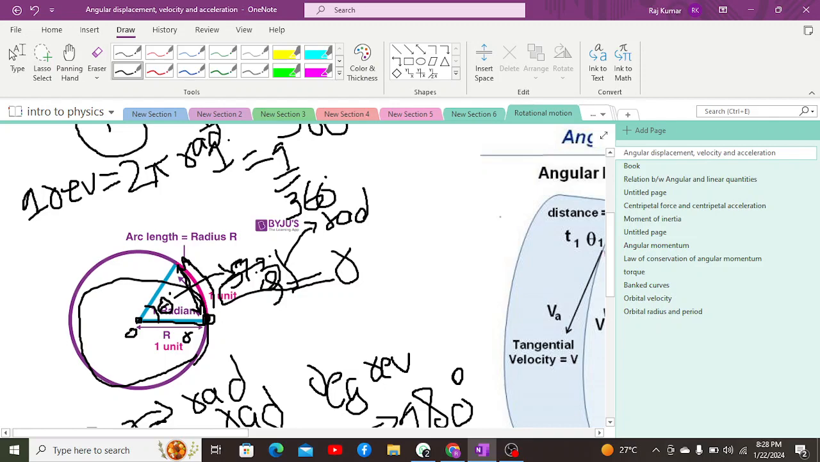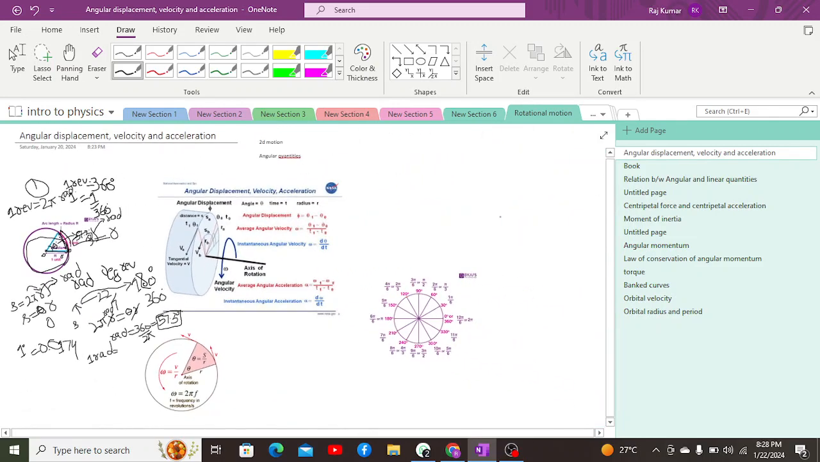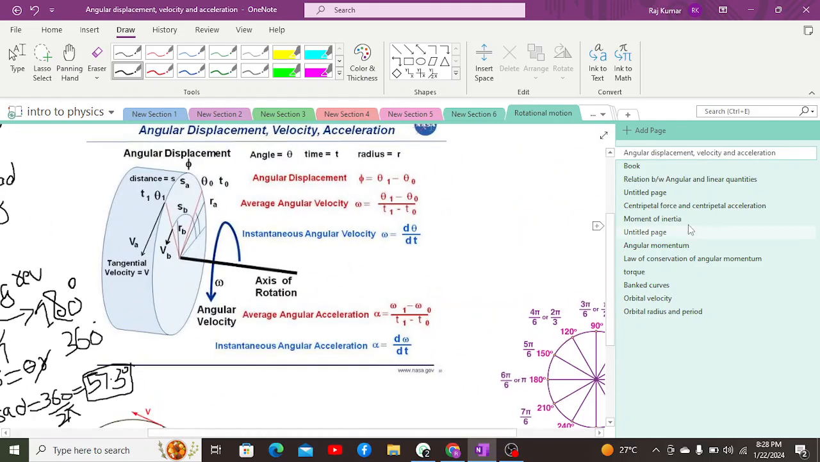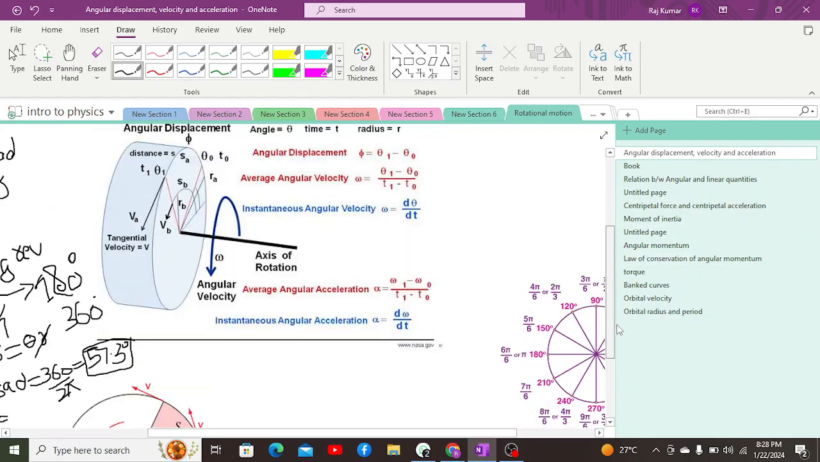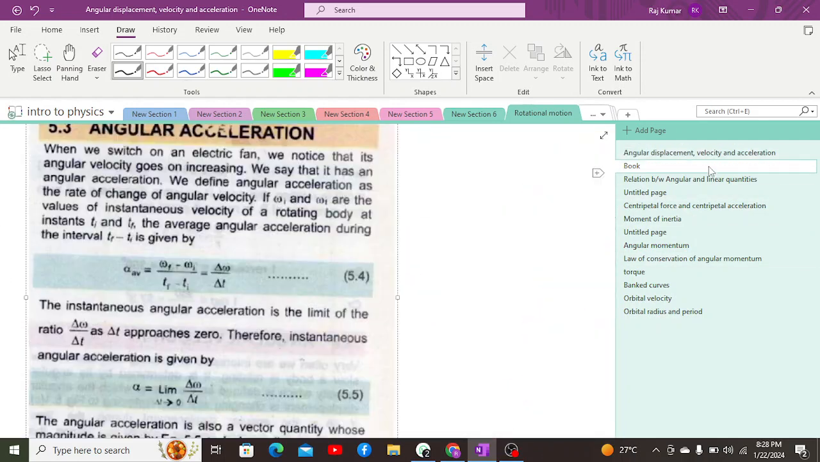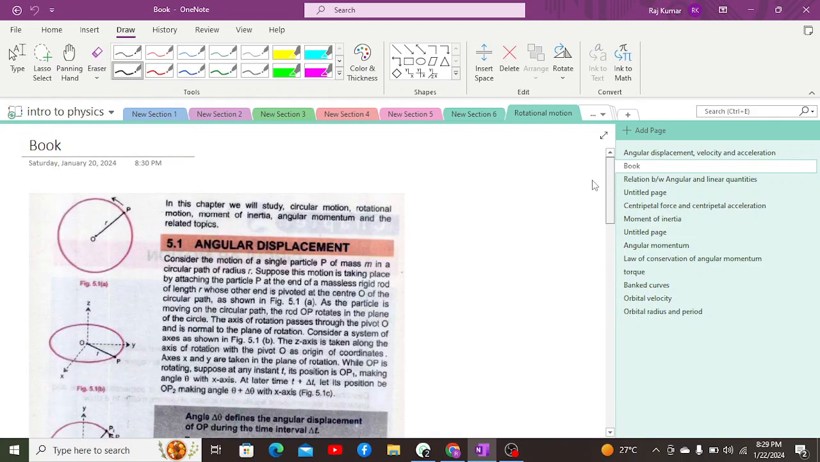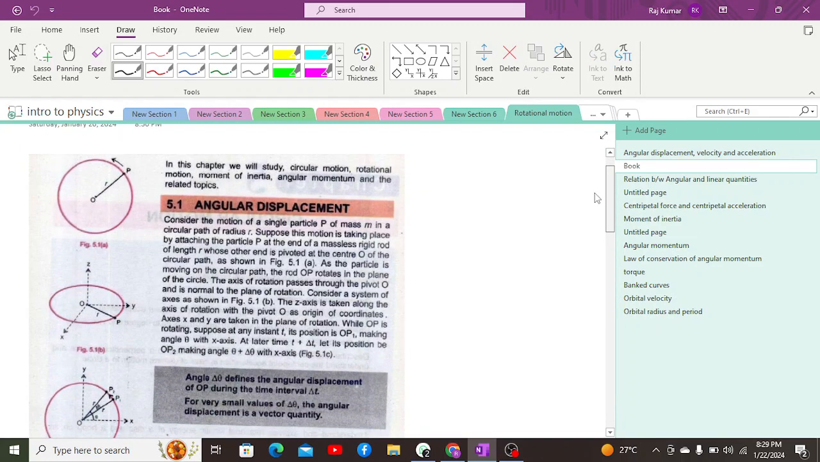These are some basic points. One more thing, radian is a dimensionless quantity. It does not have any dimension. Now coming to some points which I wanted to discuss over here. Consider a motion of a single particle of mass m in a circle of radius r. Suppose this motion is taking place by attaching the particle P to the end of a massless rigid rod of length r, whose other end is pivoted at the center O of the circular path as shown in figure 5.1a.